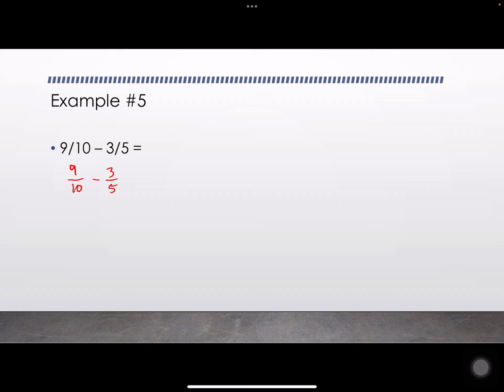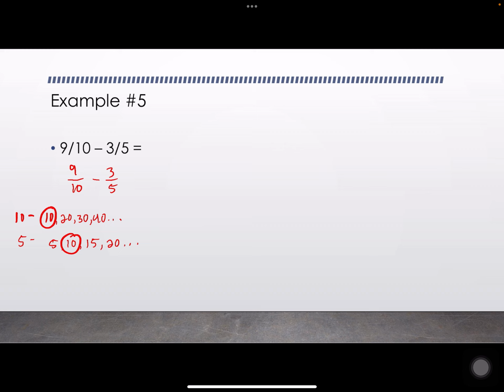So some multiples of 10 are 10, 20, 30, 40, and so on. Some multiples of 5 would be 5, 10, 15, 20, and so on. And we can already see that the least common denominator is going to be 10 between both those fractions. As you get used to doing problems like this, you can usually tell what your least common denominator will be quickly if you notice that the smaller denominator goes into the larger one evenly.